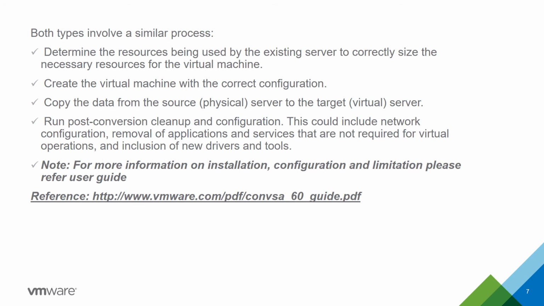Both types involve a similar process. Determine the resources being used by the existing server to correctly size the necessary resources for the virtual machine. What are the resources we're talking about? The CPU, the RAM, storage, and the networking component like a NIC. Create the virtual machine with the correct configuration, copy the data from the source to the target server, that is your virtual server, and run post-conversion cleanup and configuration. This could include network configuration, removal of applications and services that are not required for virtual operations, and inclusion of new drivers and tools. So this is basically a very simple introduction to VMware Converter.